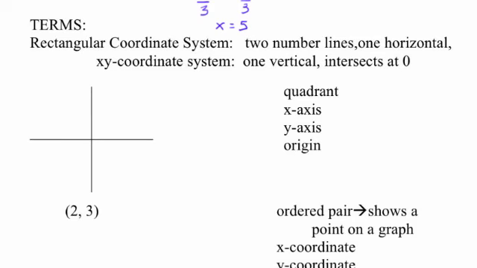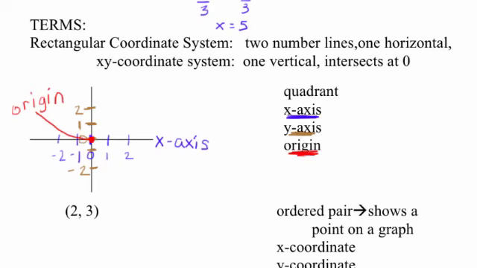Okay, let's talk terms. We call a graph sometimes the rectangular coordinate system or the XY coordinate system. It consists of two number lines, one horizontal, one vertical, and they intersect at 0. The x-axis is the horizontal one. It has 0 in the middle, goes horizontally. The y-axis is then a number line that goes vertically with 0 in the middle. The origin is the point in the center, (0, 0).